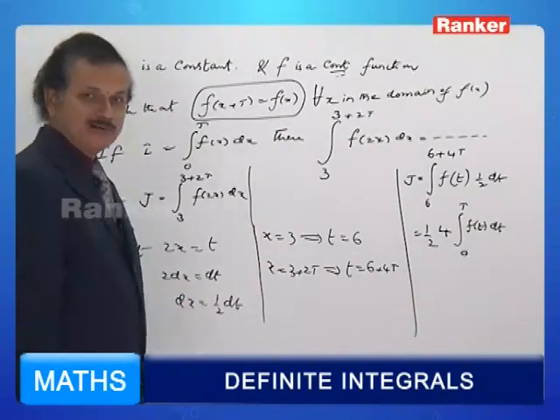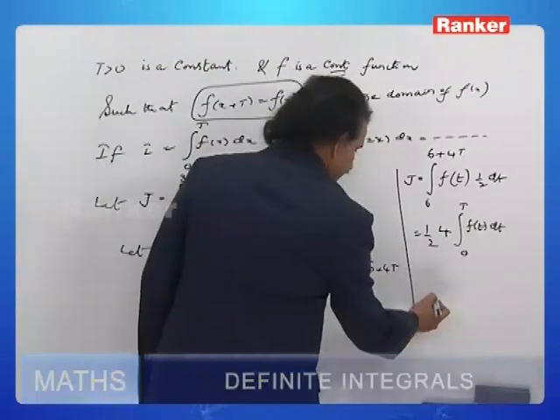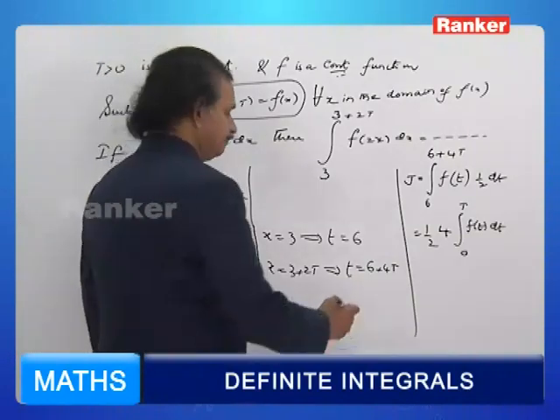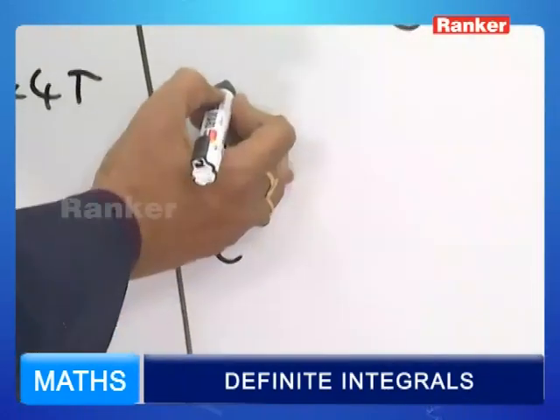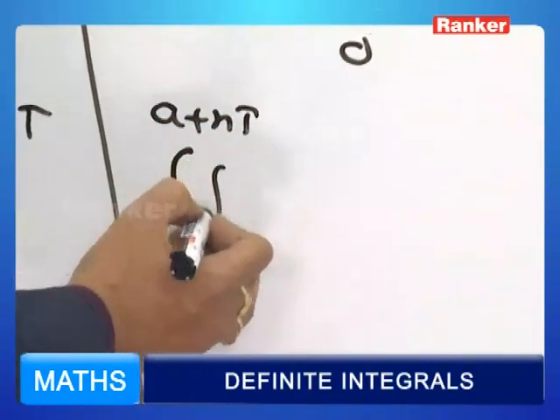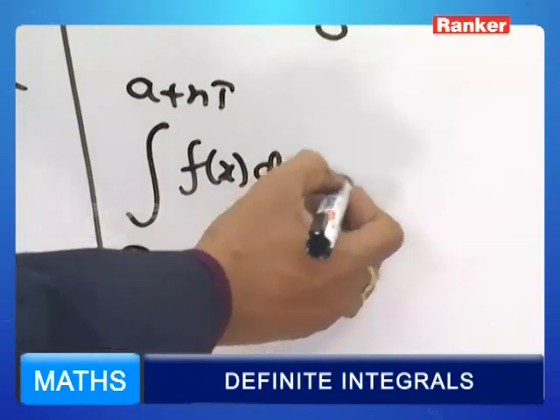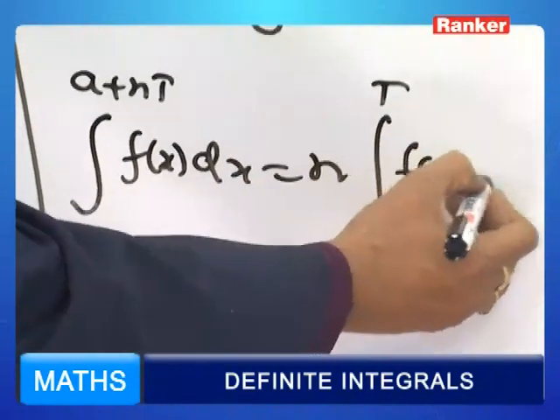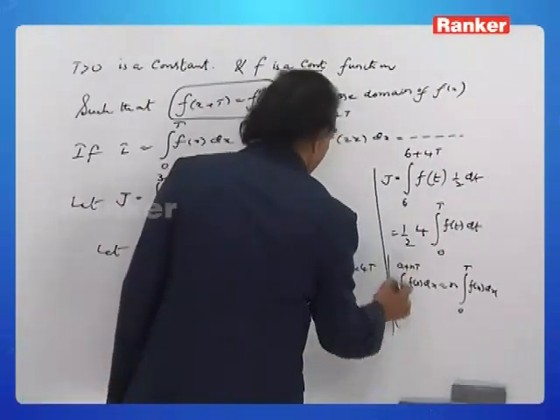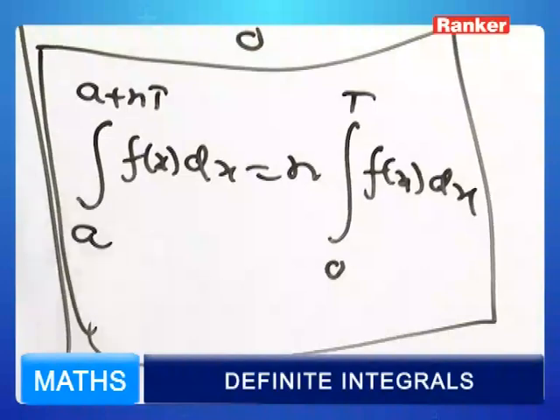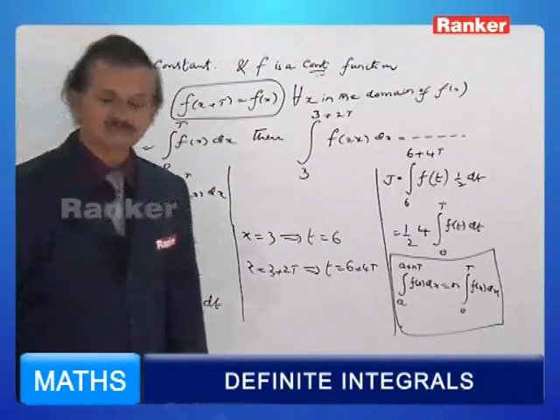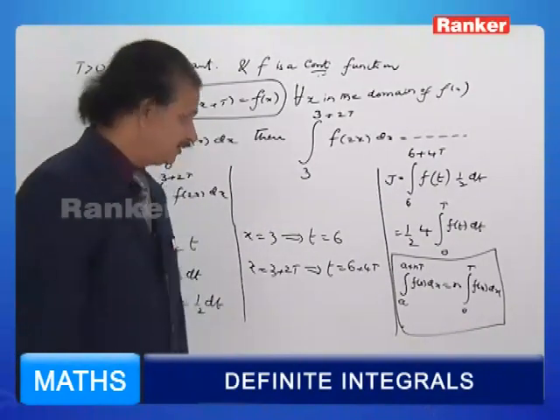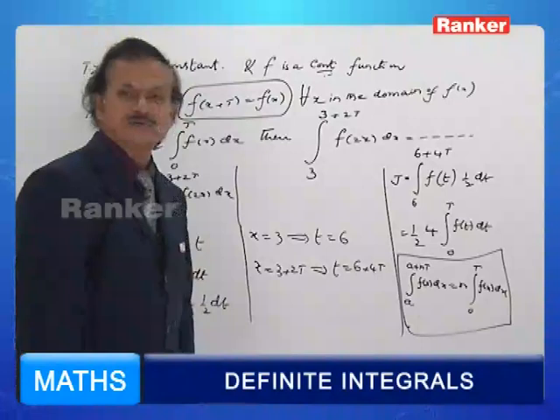Yes, let me recall the formula. If f of x is a periodic function with period t, then the integral from a to a plus nt of f of x dx is nothing but n into the integral from 0 to t of f of x dx. It is a valuable formula, rather a fact it is. Of course t must be the period.